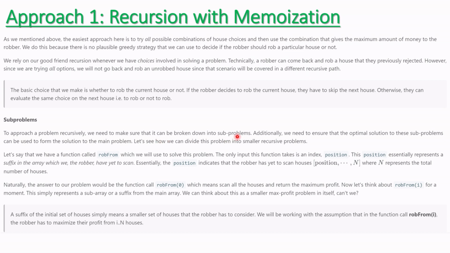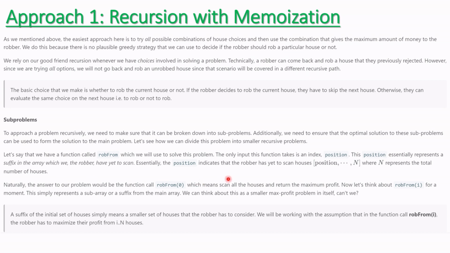Additionally, we need to ensure that the optimal solution to this subproblem can be used to form the solution to the main problem. So let's see how we can divide this problem into smaller recursive problems. Let's say that we have a function called rob from, which we will use to solve the problem. The only input this function takes is an index position.